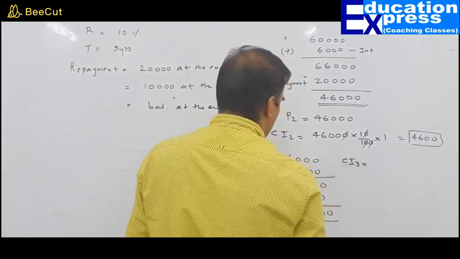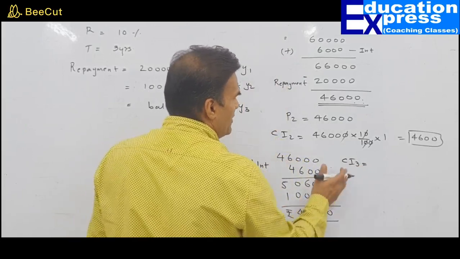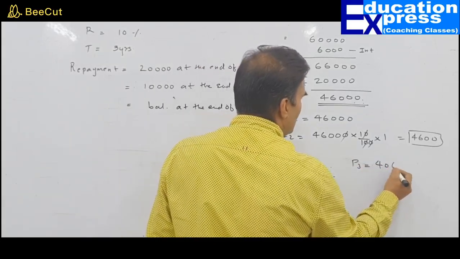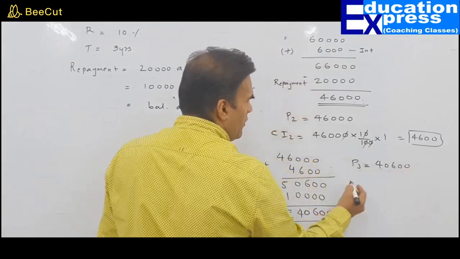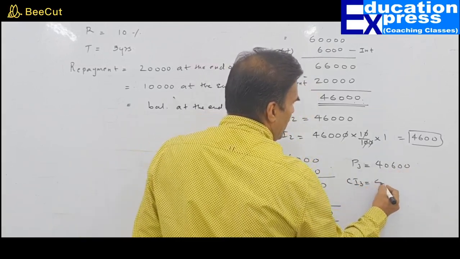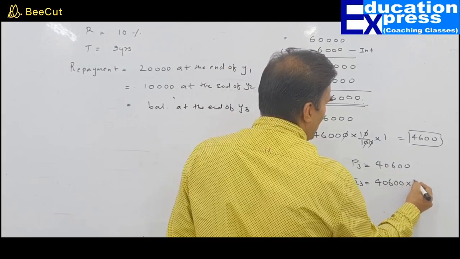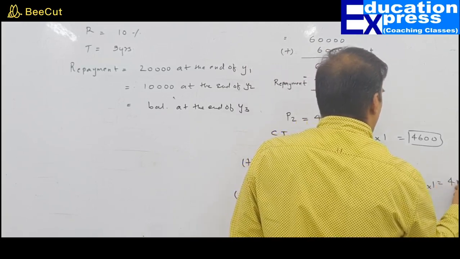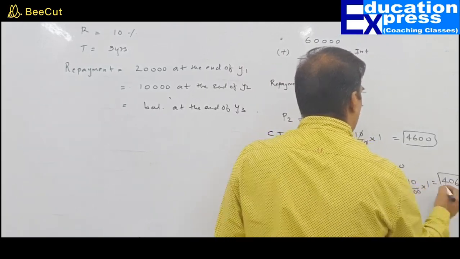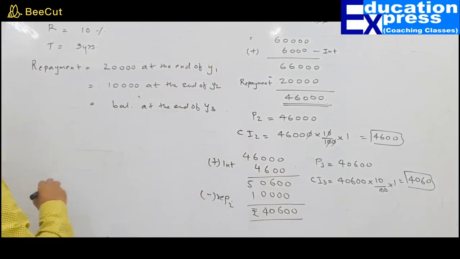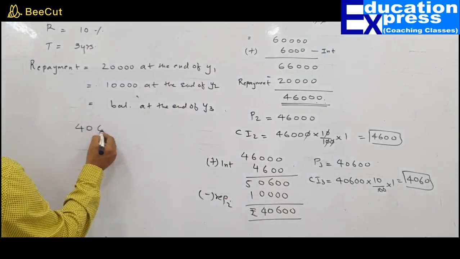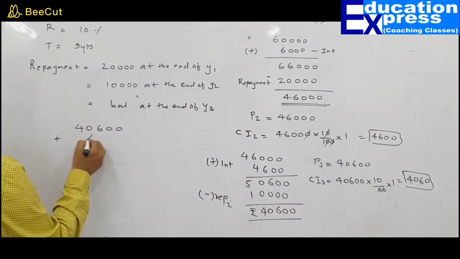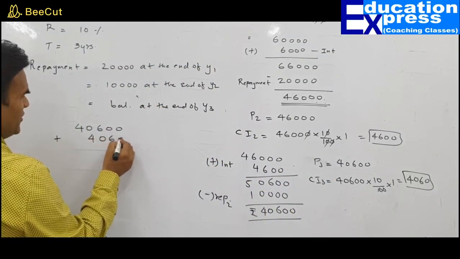Compound interest for third year would be on this. So how much is the principal? So principal for third year would be 40,600. That is the amount due. So compound interest for third year would be 40,600 multiplied by 10% for 1 year. That would be 4060. Perfect. So the money lender will say, look, you owe me 40,600 here. Then you have to pay me interest of 4060.